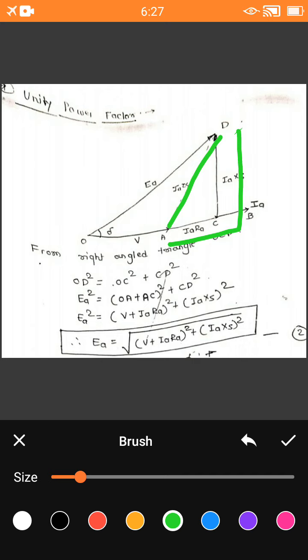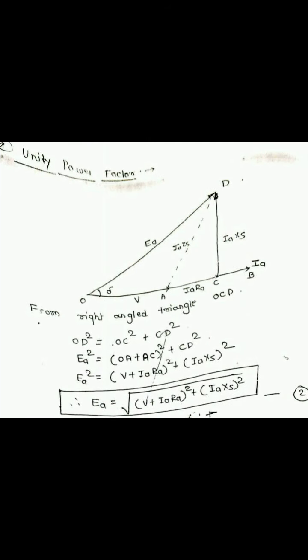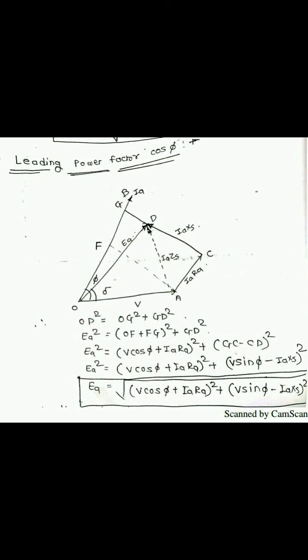So it will give you the value of generated voltage, that is Ea is equal to square root of V plus IaRa bracket square plus IaXs. So this is the vector diagram for understanding of alternator for unity power factor. So let's start the third vector diagram for the alternator in concern with leading power factor.